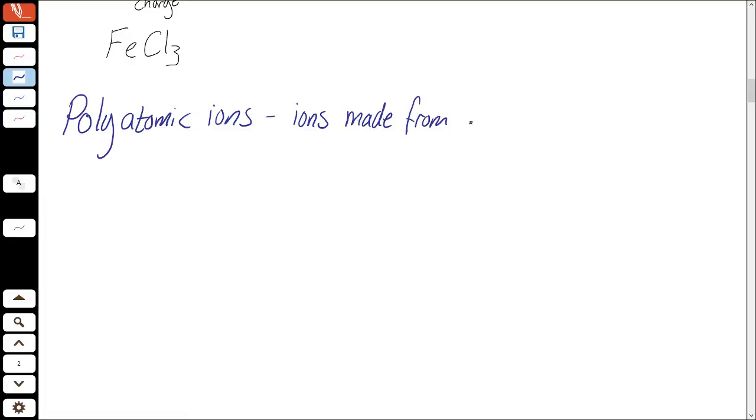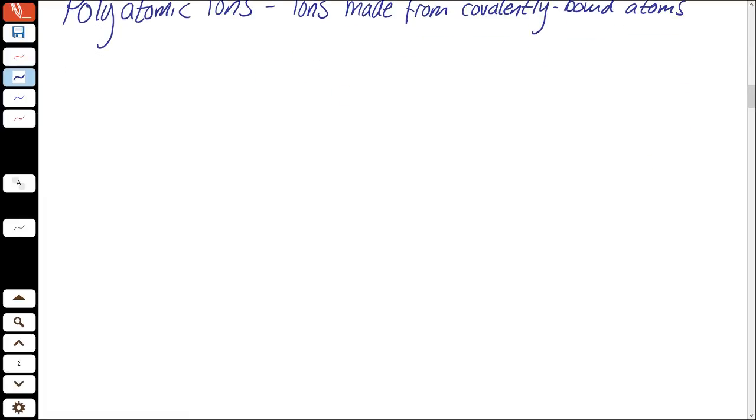Which are ions made from covalently bound atoms. So things like hydroxide, OH-, or nitrate, NO3-, or sulfate, SO4 2-. Hopefully you've had to memorize most of those in a previous chemistry class. You probably had some sort of a chart that you needed to memorize. Well, guess what? You get to refresh your memory and get all those back again.